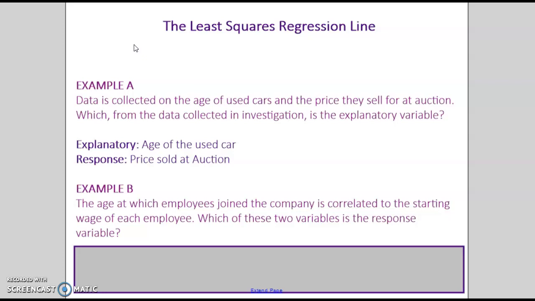Example B. The age at which employees join the company is correlated to the starting wage of each employee. Which of these two variables is the response variable? So again, I need to think of my two variables. So I've got an age of an employee and I've got their starting wage. And again, I need to think in my head which one explains the other one. It said there is a correlation. It doesn't tell me if it's positive or negative. But I know that they are correlated in some way.